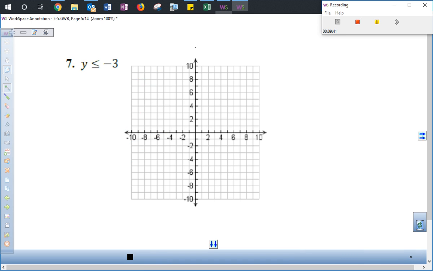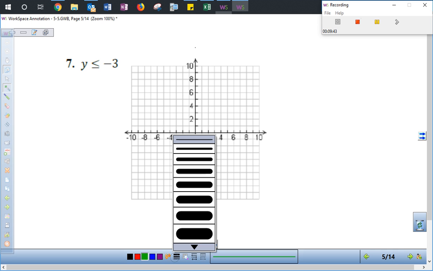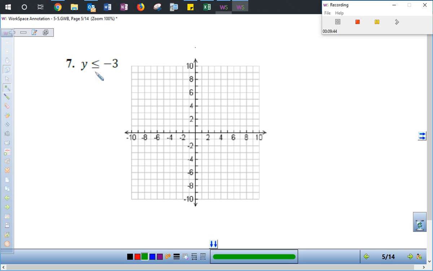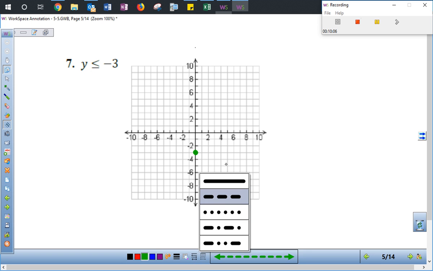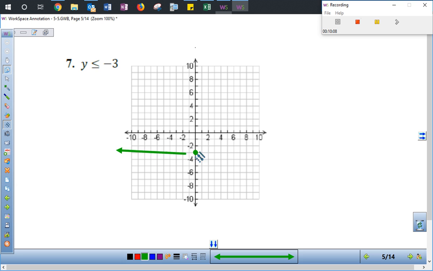Let's try to get on number 7. So number 7, I have y is less than or equal to negative 3. So if it's less than or equal to, we have one variable, and it's a horizontal line, so it's going to go left to right through negative 3. So I'm going to put a point at negative 3. Now, if you'll notice, this is less than or equal to, so this line is actually going to be a solid line.